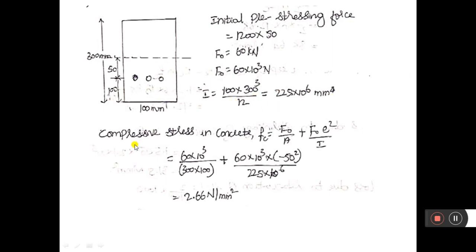Therefore, compressive stress in concrete fc is equal to F naught by A plus F naught e square by I. e is minus 50 because eccentricity is below the centroidal axis and it is minus. Substituting the values of F naught, A, I and e, we will get compressive stress in the concrete with respect to CG of the tension steel is equal to 2.66 Newton per mm square.